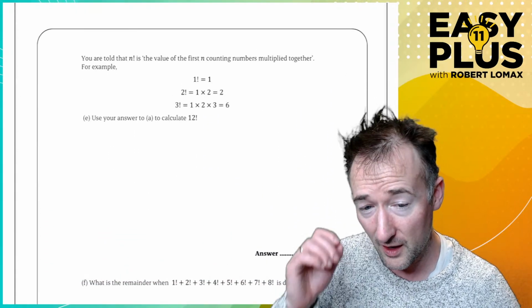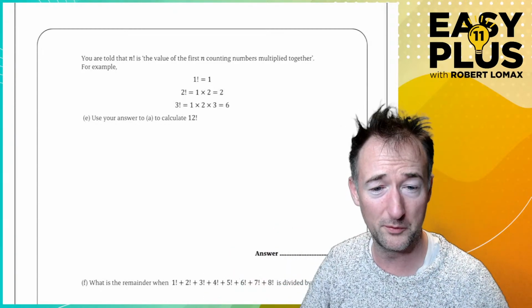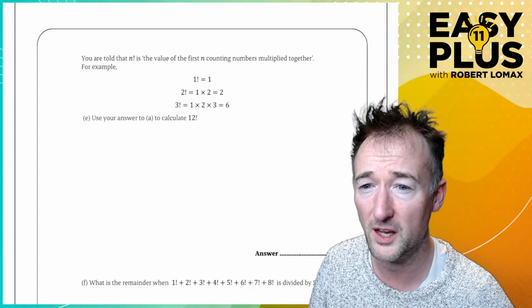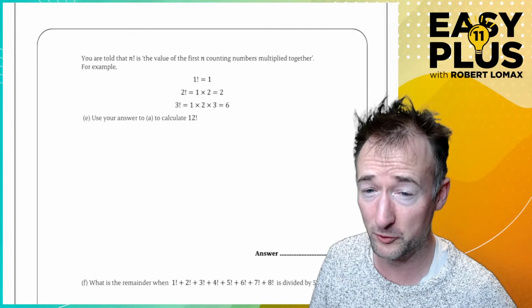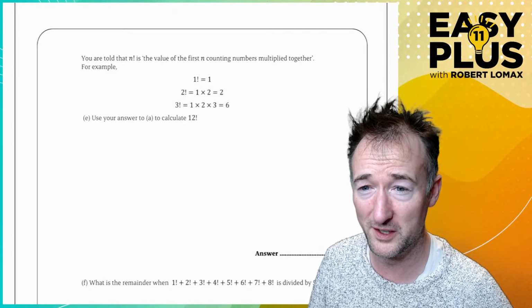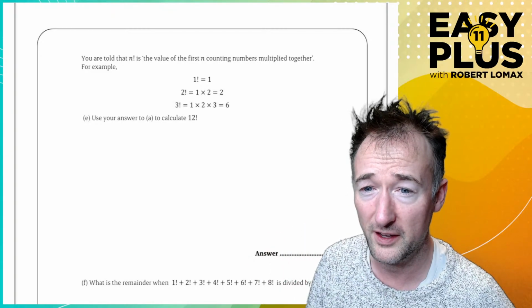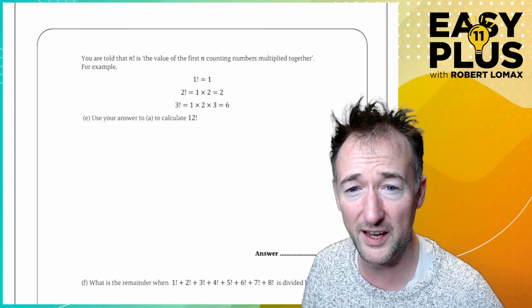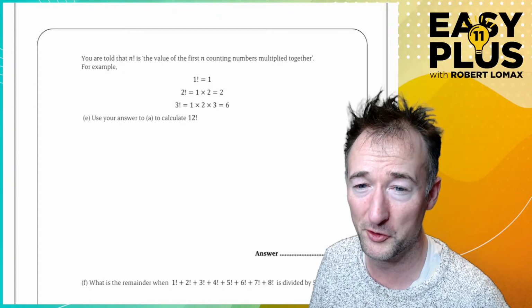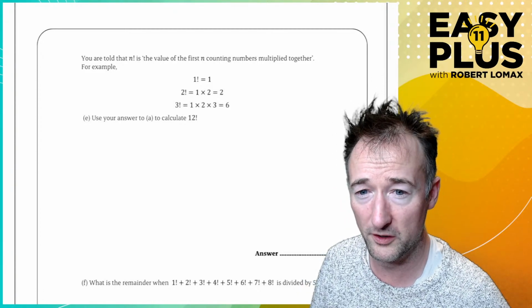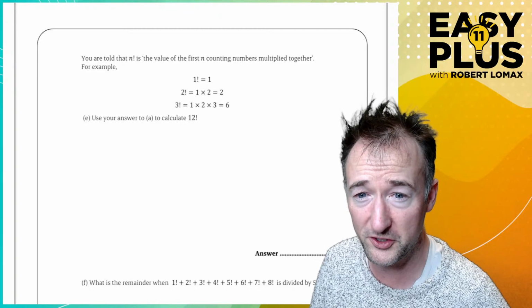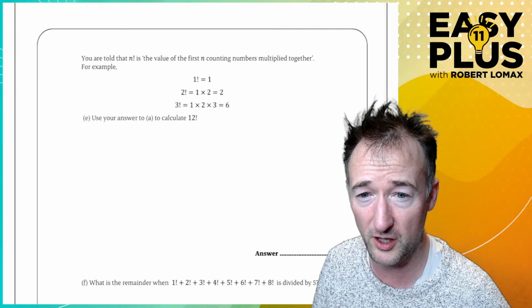Okay, right. And now we carry on to the next page, which is likely to be a bit trickier. And this is where you start to use some of the concepts that you've understood from the first page. So you're told that n factorial, that's what the exclamation mark means, n factorial, is the value of the first n counting numbers multiplied together. For example, 1 factorial is 1. 2 factorial is 1 times 2 is 2. 3 factorial is 1 times 2 times 3 is 6.